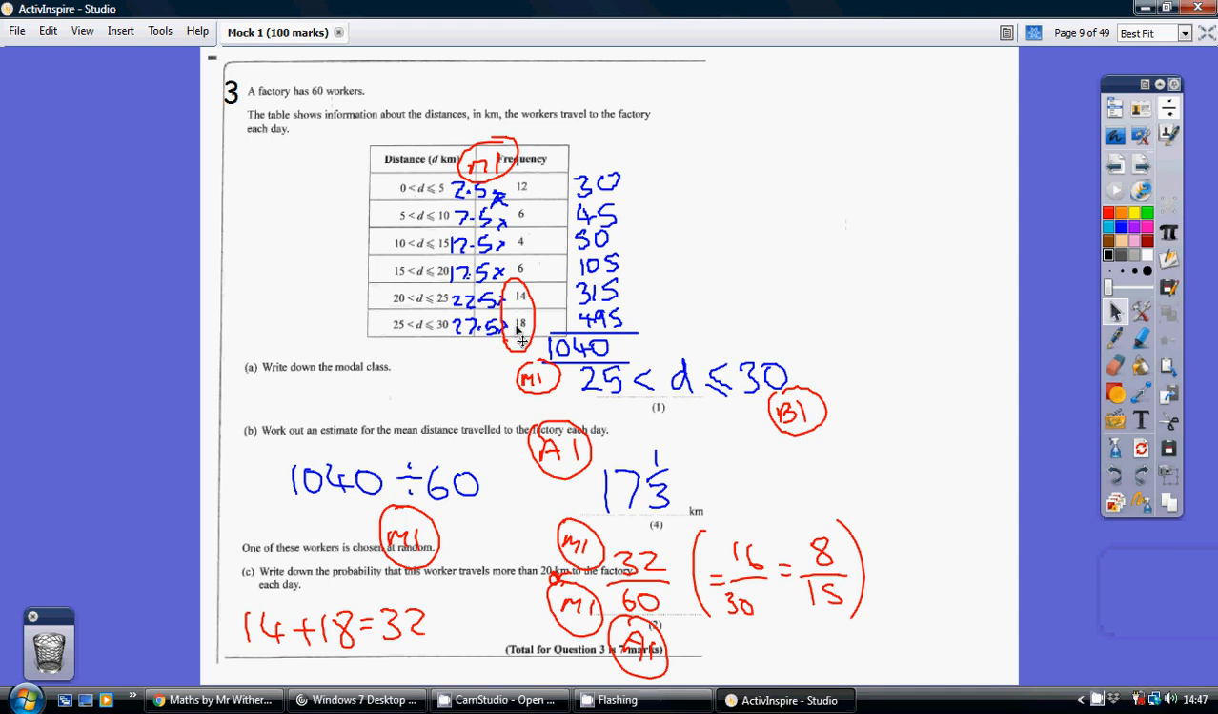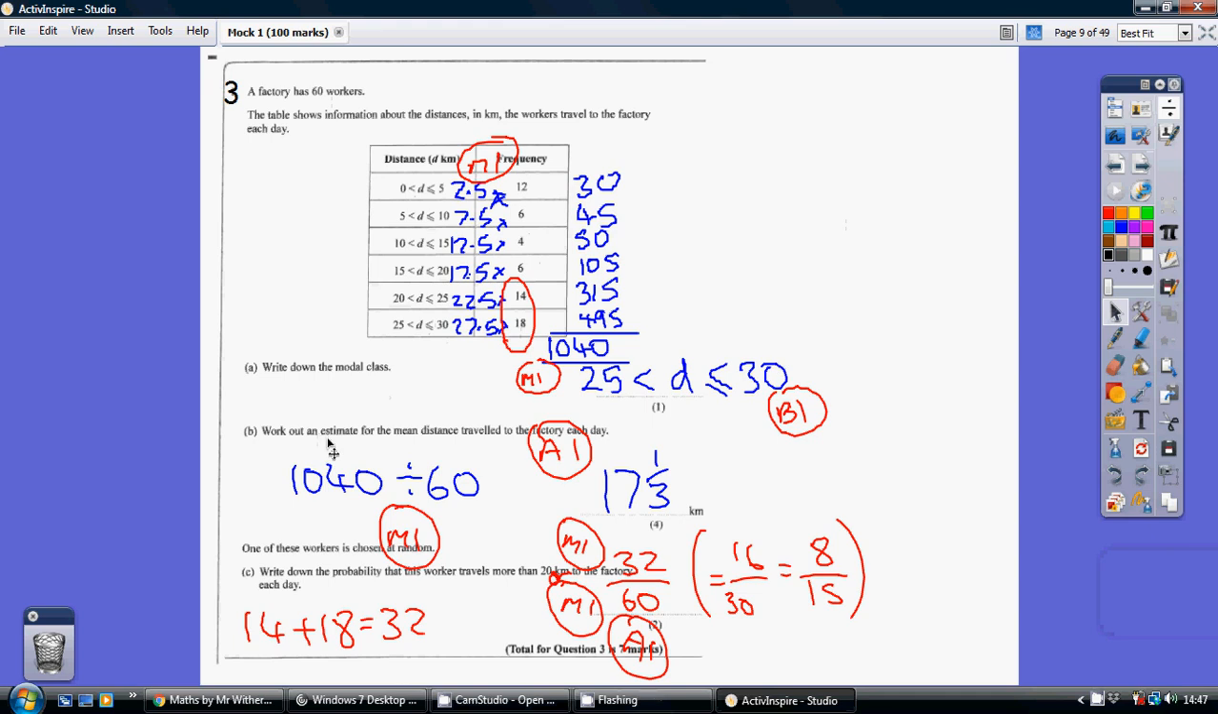What happened most often? Well, it's this. They travelled to work between 25 and 30 kilometres. So just literally copy out that answer there. That's the modal class. It's that whole range there. So just copy that out.